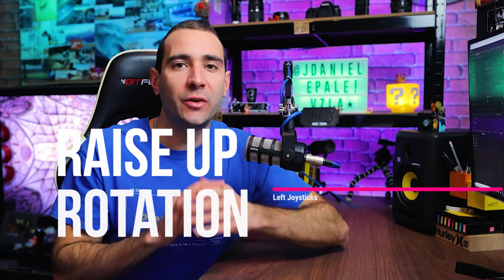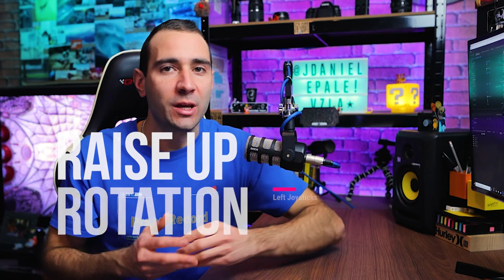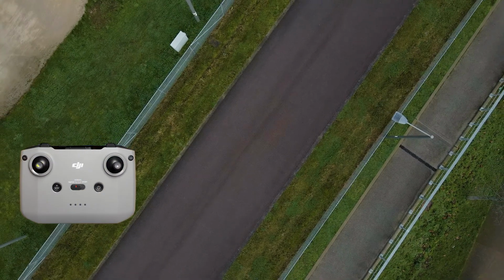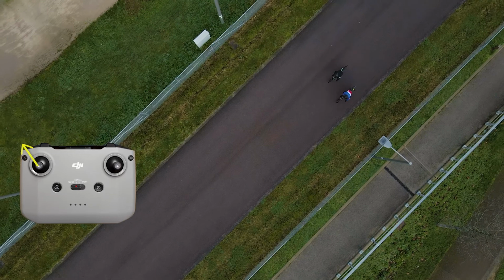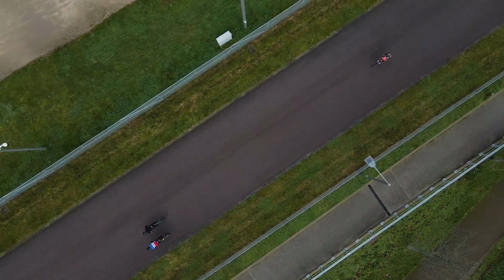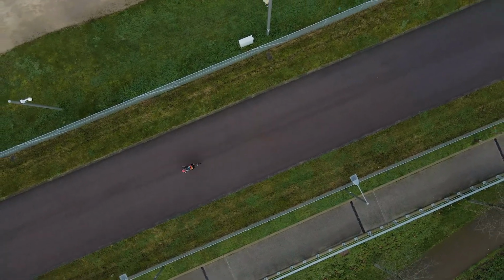Number 8 is the rise up and rotation. This is going to combine two movements at the same time. For this, we are going to point the joystick at one of the top corners if you want to rise up the drone while spinning. And the other way around is going to be drop down and then spinning as well.